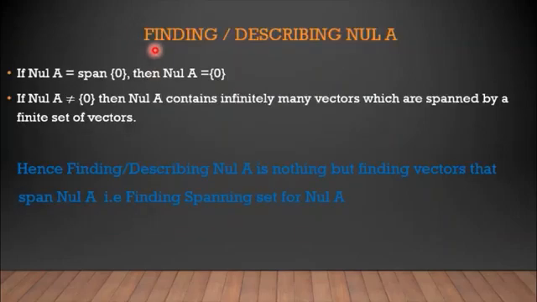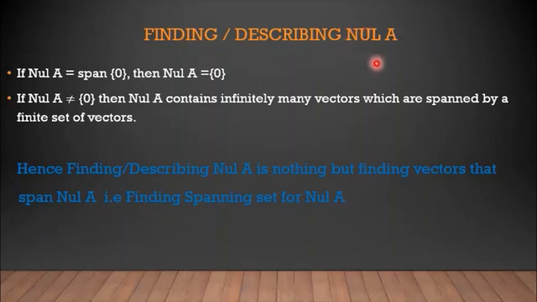Now let us see what we mean by finding or describing null A. We have noted two points in the previous explanation. If null A is equal to the span of the set containing 0, then null A will have only one element, the singleton set 0. Otherwise, if null A is not equal to the set containing 0, that means it has more than the 0 element, then null A contains infinitely many vectors which are spanned by a finite set of vectors. These points we discussed before also. Hence, finding or describing null A is nothing but finding vectors that span null A, that is, finding a spanning set for null A.